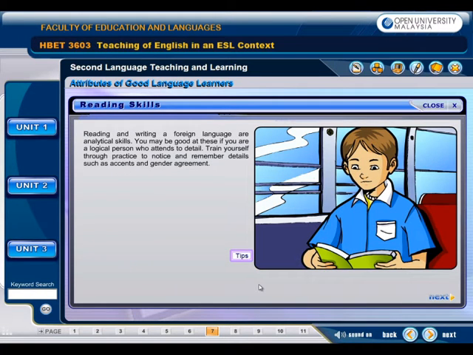Reading and writing a foreign language are analytical skills. You may be good at these if you're a logical person who attends to detail. Train yourself through practice to notice and remember details such as accents and gender agreement.